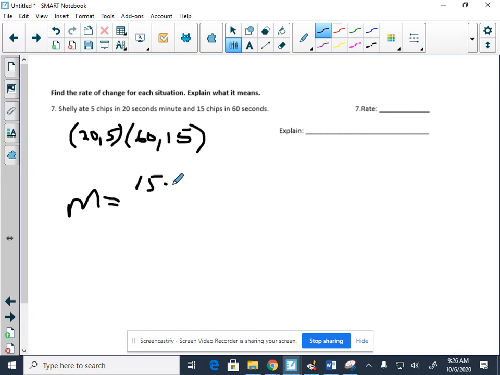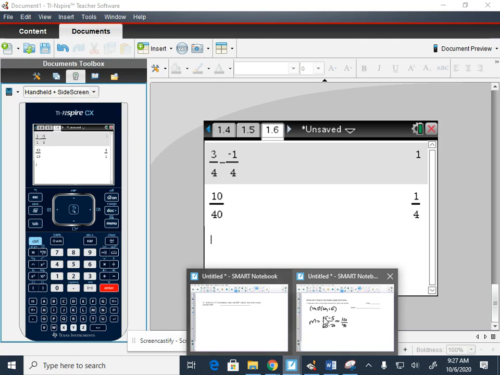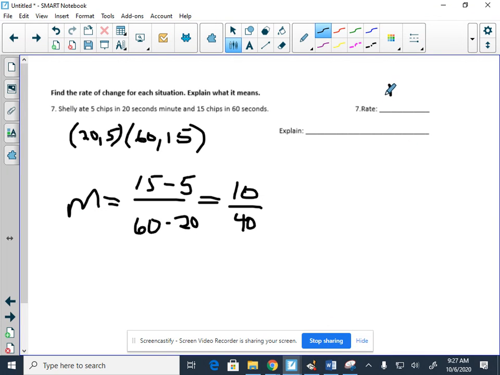15 subtract 5 over 60 subtract 20. It's 10 over 40. You can let the calculator do the reducing for you if you want. But if you divide them each by 10, you would get 1 and 4. So that's our rate or our slope.